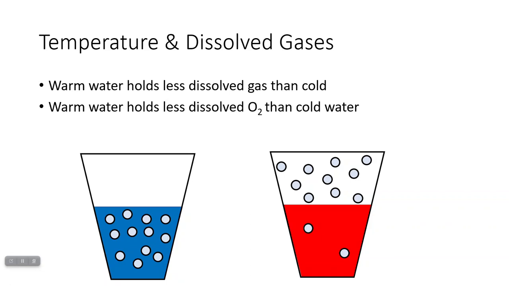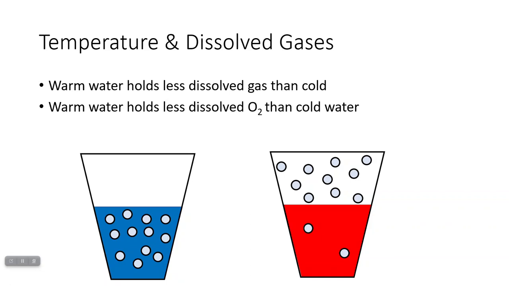So here we see these two diagrams. One of these is a cup of cold water, the other is a cup of warm water. And if you count them, you'll notice there's equal amounts of these bubbles in each glass. It's just in the cold water, all of it is dissolved in the water because cold water can hold more gas. If you look at the cup on the right that has the warm water, represented by the red liquid, you'll notice that most of the gas is not dissolved in the water.